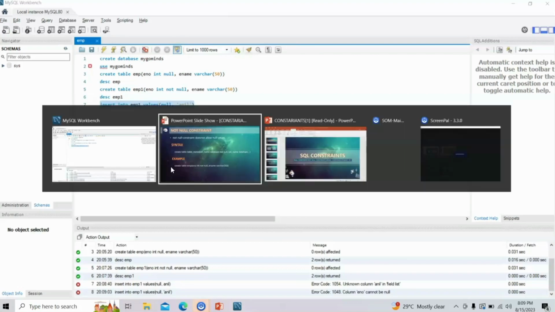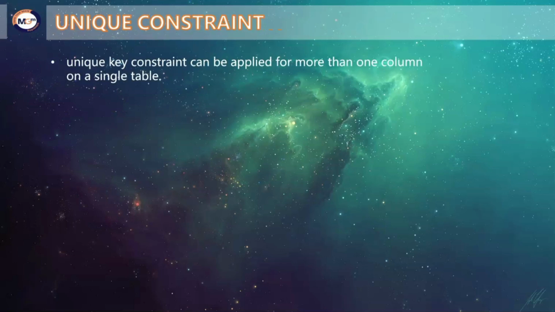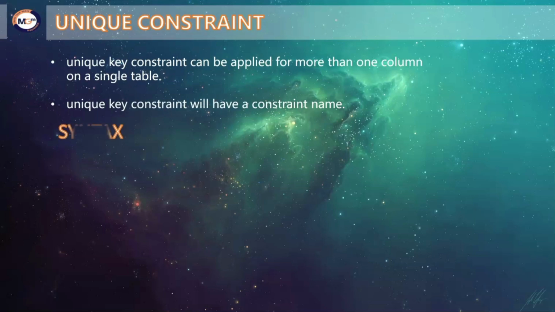Now let us see the next constraint, which is unique constraint. Unique key constraint can be applied for more than one column on a single table. Unique key constraint will have a constraint name. We can also say that unique key constraint will allow null values but will not allow duplicate values.